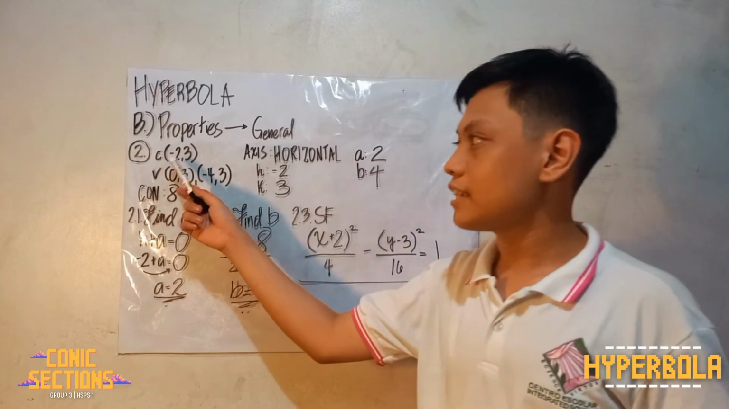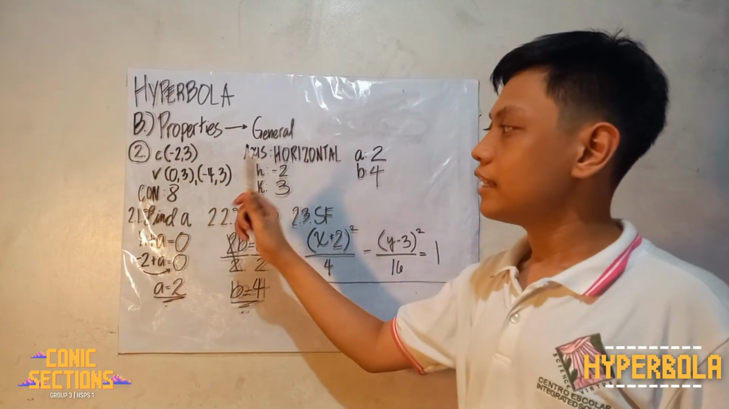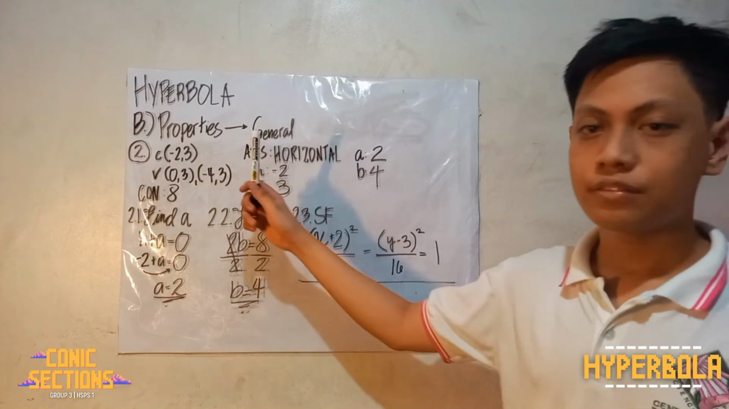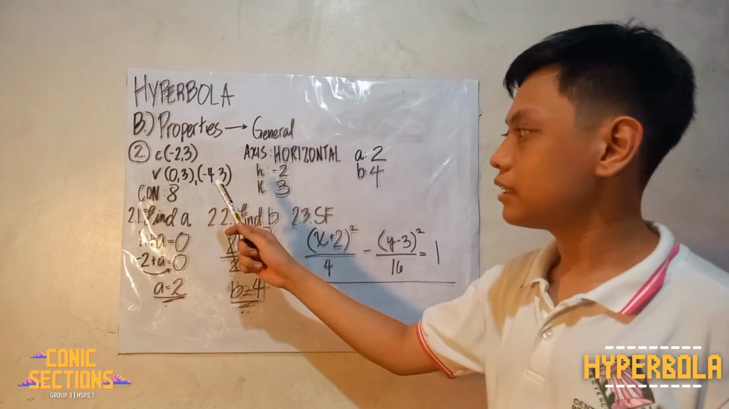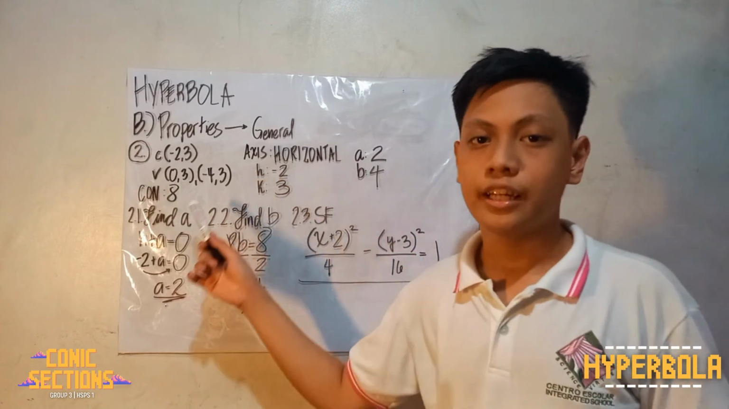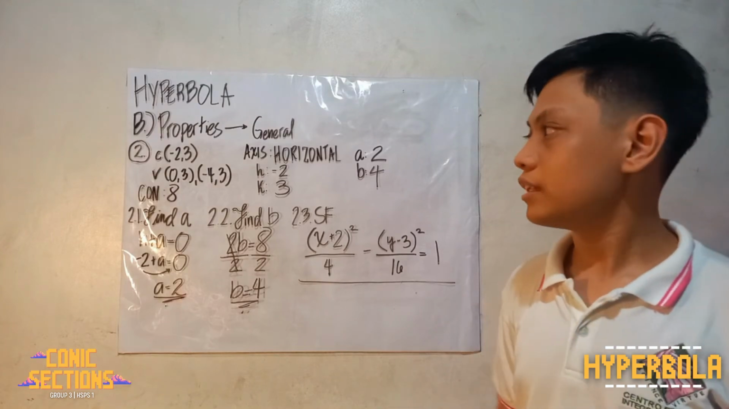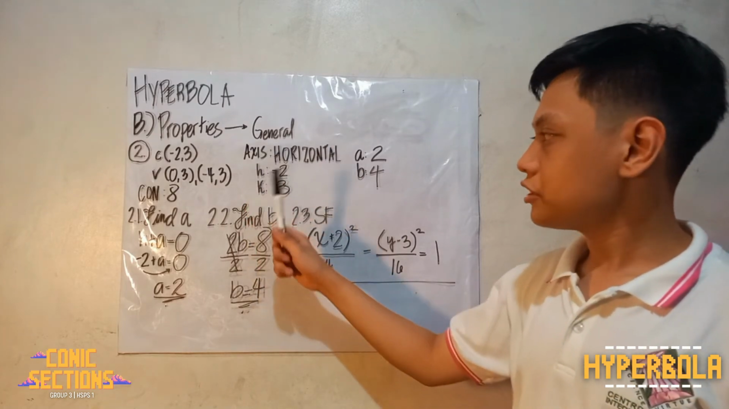Now for our second example, we have the following given. We have the center, negative 2, comma 3. We have the vertices, we have 0, comma 3, and we have negative 4, comma 3, and the conjugate axis, we have 8. So just like with the first example, we need to determine the axis, the h, k, a, and b.